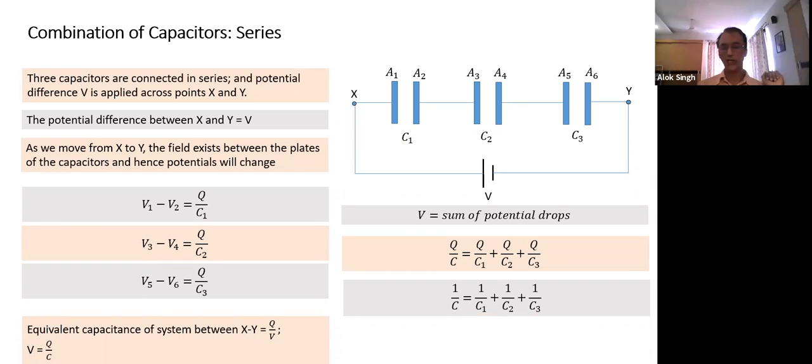How did we get this equation? We have taken a long path, but what are the 2 steps involved? All capacitors will have the same charge, and the sum of potential across all capacitors will be equal to the overall potential of the battery. These 2 conditions we apply, and we get this result. What is the result? The inverse of the equivalent capacitance is equal to the sum of the inverses of each capacitance: 1 by C equivalent is equal to 1 by C1 plus 1 by C2 plus 1 by C3.